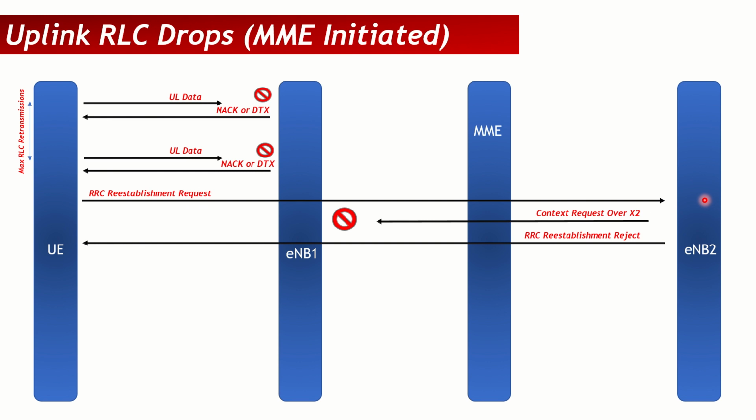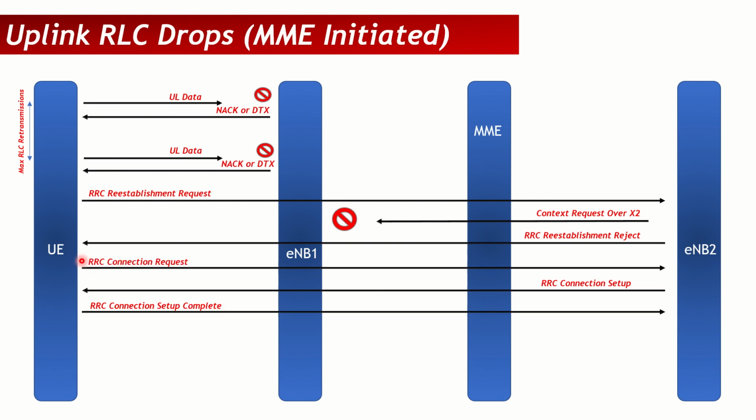Now this eNode B2 will need to fetch the context of this UE from the eNode B1. Now, if the eNode B2 fails, or if there is no X2 link between these two eNode Bs, or they are not neighbors to each other, or we do not have the feature active to request the context over X2, then the eNode B2 will not be able to get the context, and it will send an RRC re-establishment reject to the UE. Now in this case, the UE will need to send a new RRC connection request. So UE will initiate a new RRC connection request to the eNode B2.